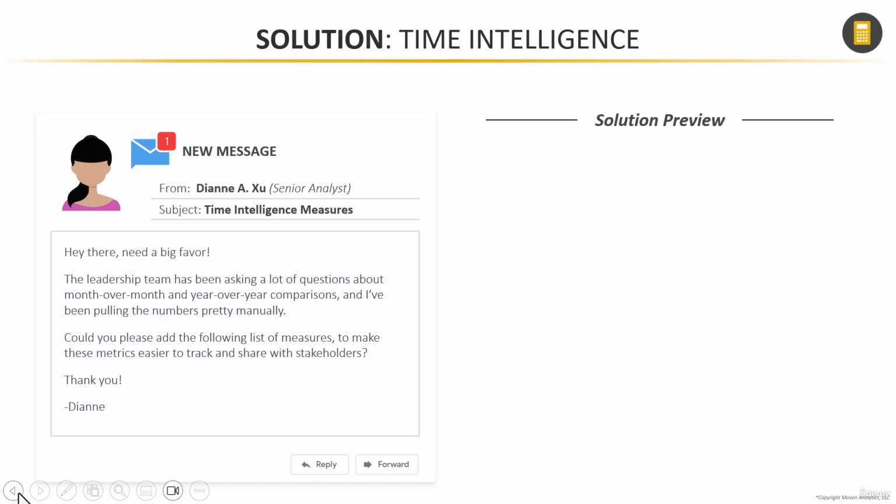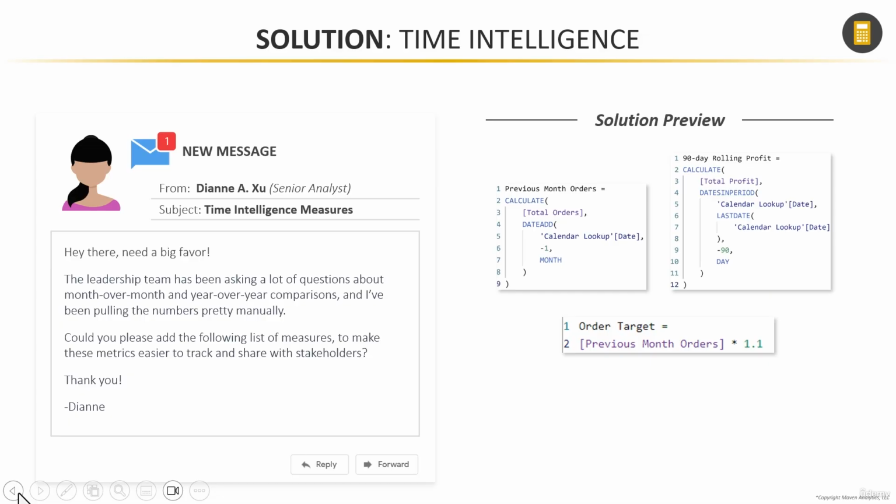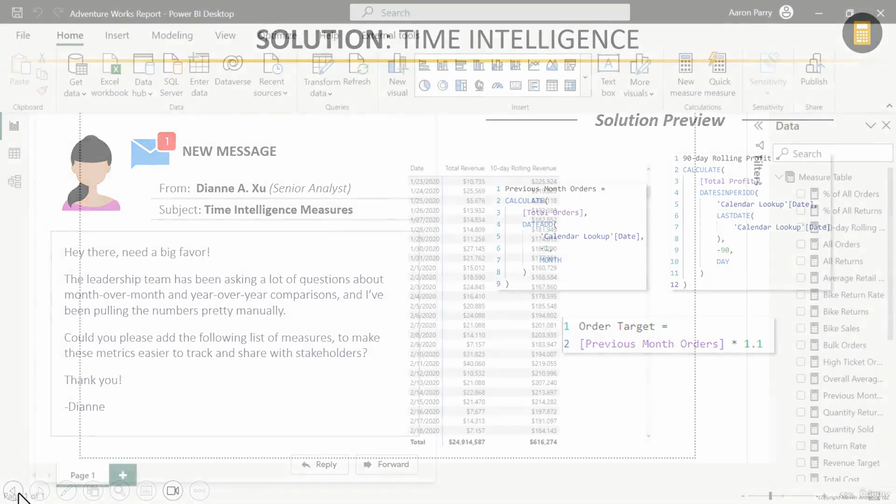All right, welcome to the Time Intelligence Assignment Solution Walkthrough. Just to quickly recap what we were trying to accomplish here, Diane had reached out for some different time intelligence measures, and here's a representative sample of what they're going to end up looking like, right? We've got one for our previous month orders, we've got our 90-day rolling profit, and then our target order calculation. All right, so let's jump over to Power BI and we'll quickly run through these.